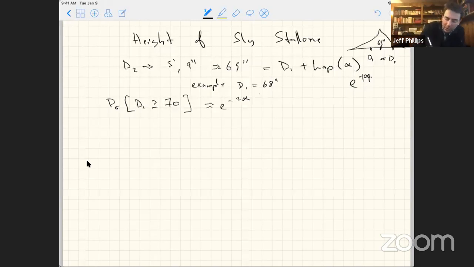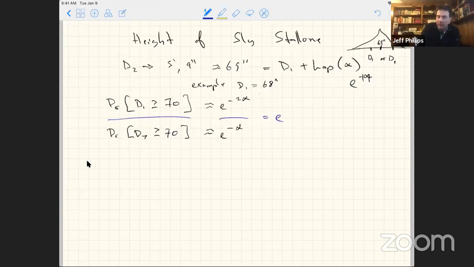We're taking the ratio, so we don't need to normalize. The probability of D2 greater than 70 inches is proportional to e to the negative 1 alpha, because I release 69 inches. So what is the ratio of these two things? Let's take the ratio of these two values of the Laplacian noise. This is equal to e to the negative 2 alpha times e to the positive alpha, which is e to the negative 2 alpha plus alpha, which is e to the negative alpha. Okay.